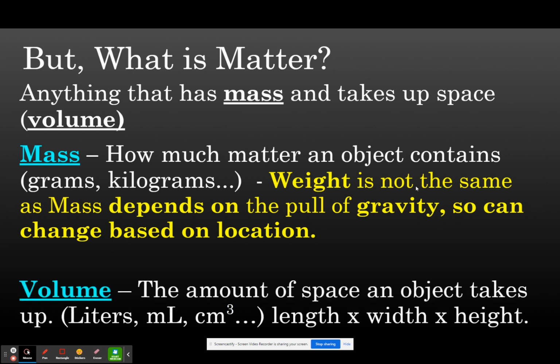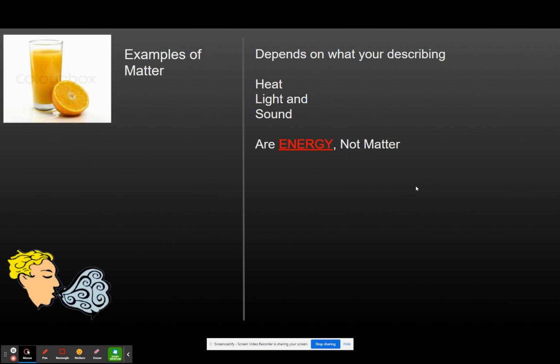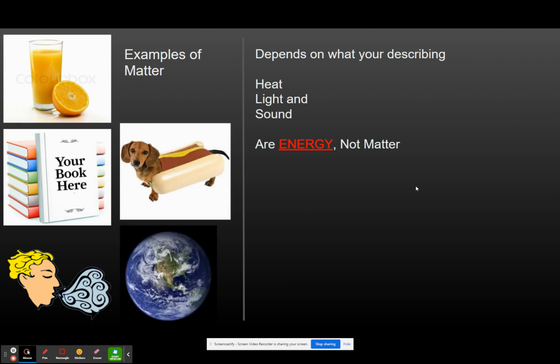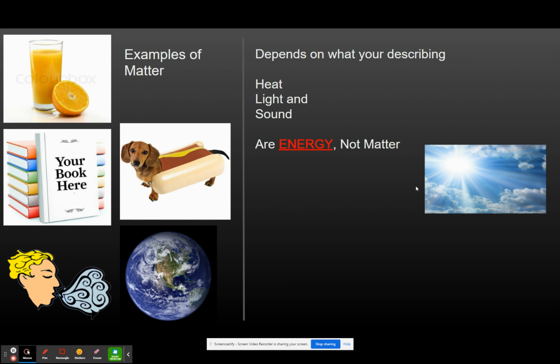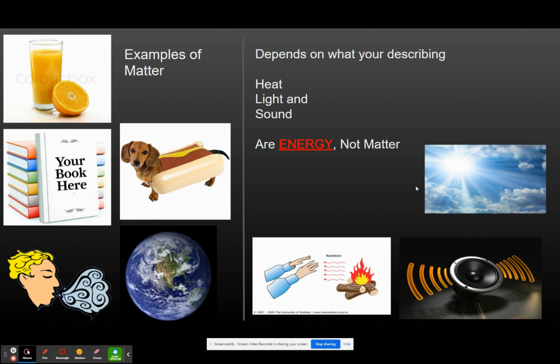Now, volume is the amount of space an object takes up. So basically, what amount of air you displace on Earth. Some examples of matter are our orange juice, our breath, our cells, our books and our paper and our trees, our dogs and our silly hot dog costumes, and the planet Earth. Depends on what you're describing in these pictures, but energy is not the same as matter. So if we look at light, sound, or heat, this is energy, not matter. We can take a brief look at this, but we're really interested in matter to study chemistry.